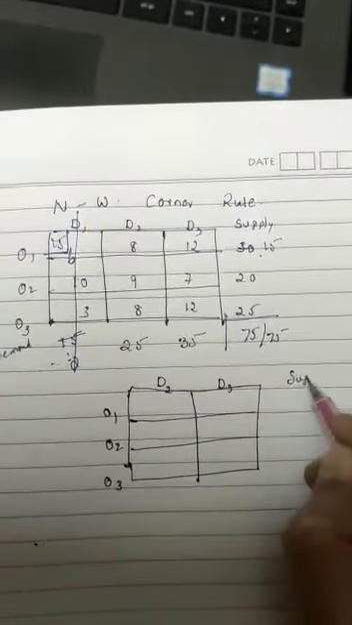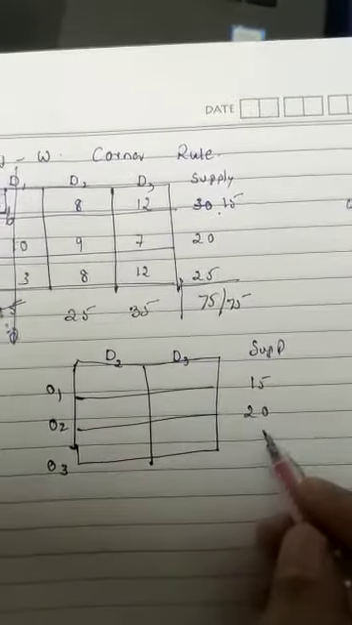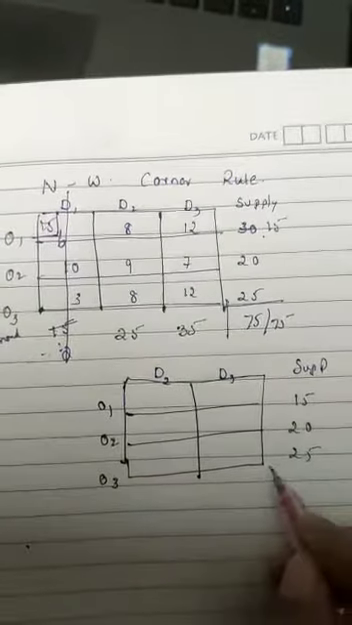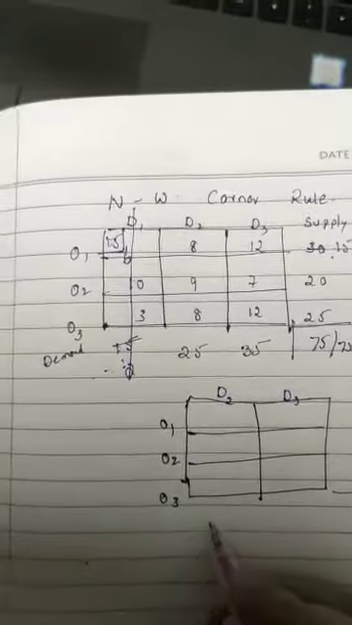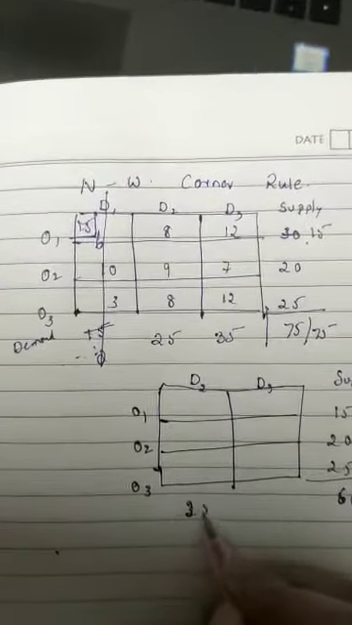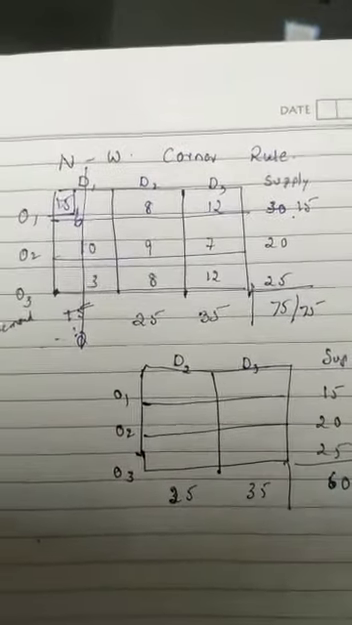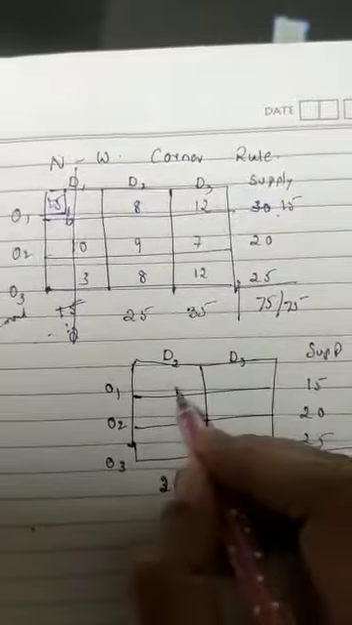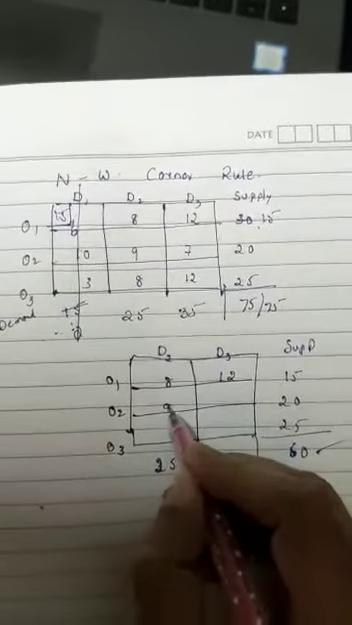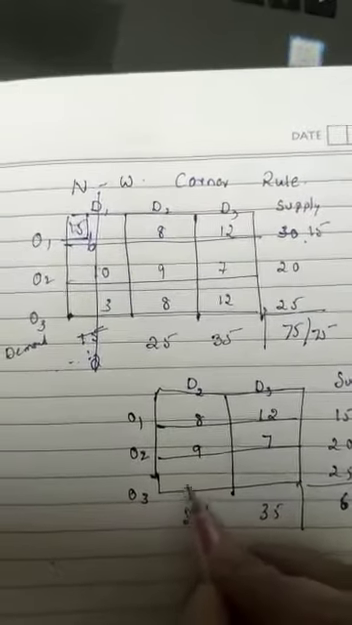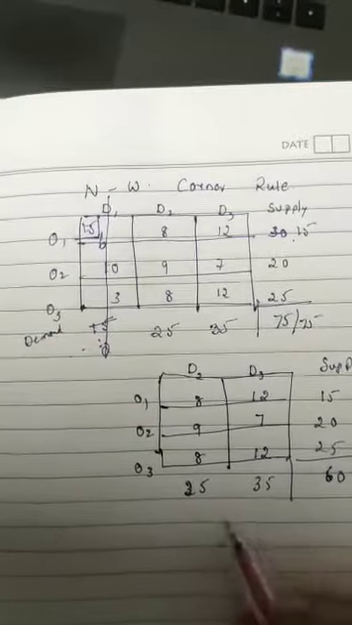Our required supply: the first one is 15, the second one is 20 and the third one is 25. The total is 60. Now the demand is 25 and 35, and 25 plus 35 is 60. Both are equal. And write the costs: 8 and 12, 9 and 7, and 8 and 12.